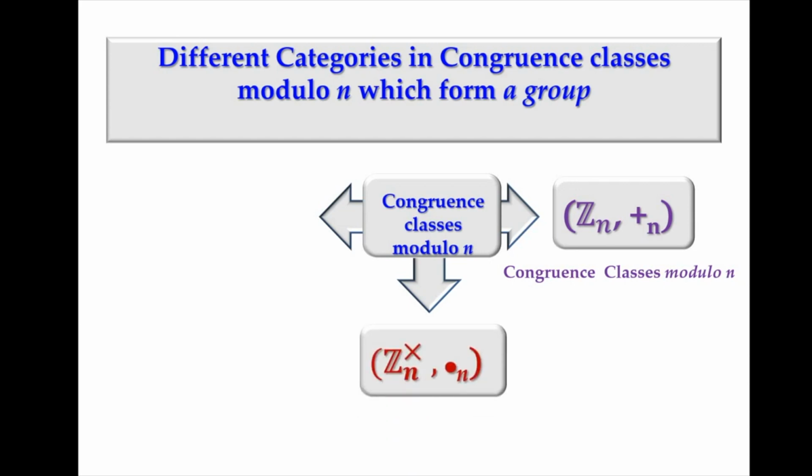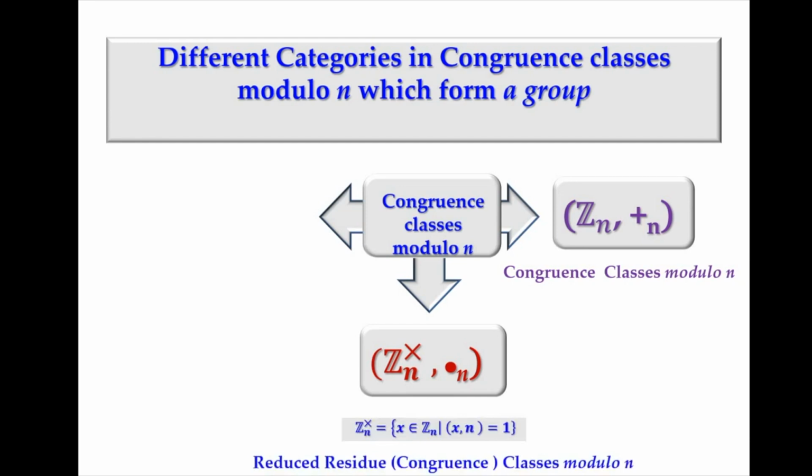we collect only the units, that is the congruence classes which have inverses with respect to multiplication modulo n. So that collection we denote as Zn cross, that is we superfix that cross, and that is called reduced residue classes modulo n or reduced congruence classes modulo n. And another category is this, the Zp star under multiplication modulo p, where p is a prime number.